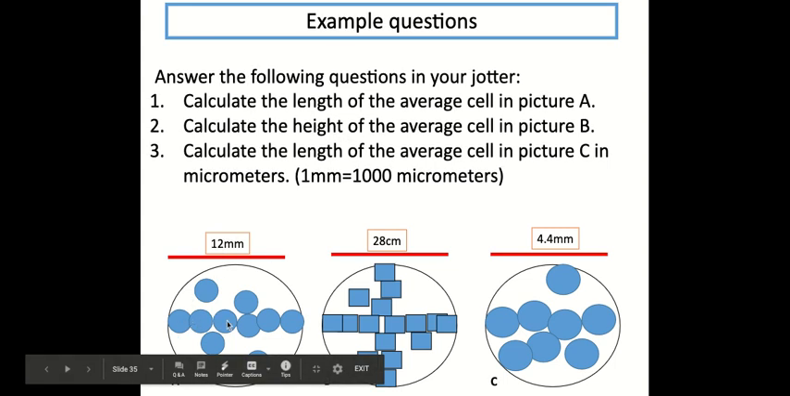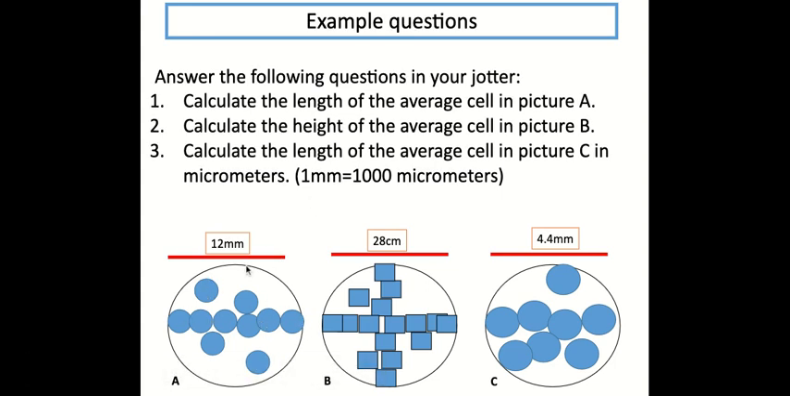So 1, 2, 3, 4, 5, 6. We don't count these ones at the side. So it's 6. So 12 divided by 6. And that answer should have given you 2 millimeters as the final answer. Remember, 2 by itself would not get your mark. You have to include your units.